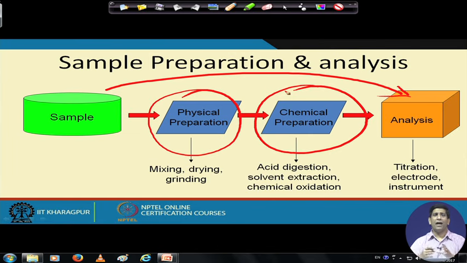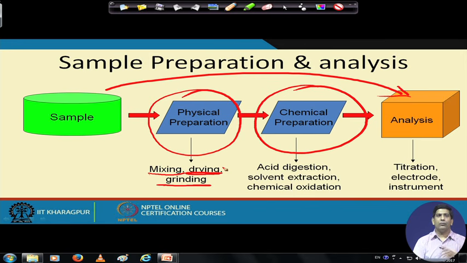Physical preparation means you may have to mix it. Waste is a highly heterogeneous material, so when you take a waste sample, it is not all mixed up very nicely. You may have a piece of cloth somewhere, a piece of paper, some metals and other things in there, but that is what the representative sample is. So if we want to get a representative sample, you may have to do some mixing, some grinding, and some drying as well.